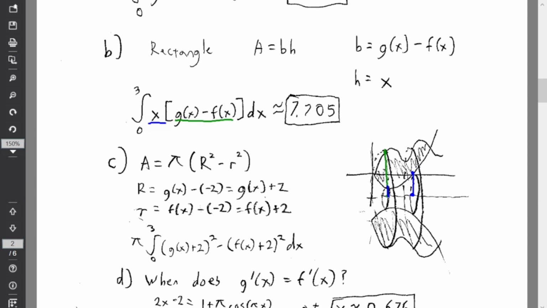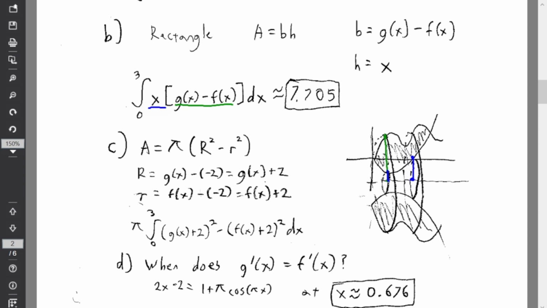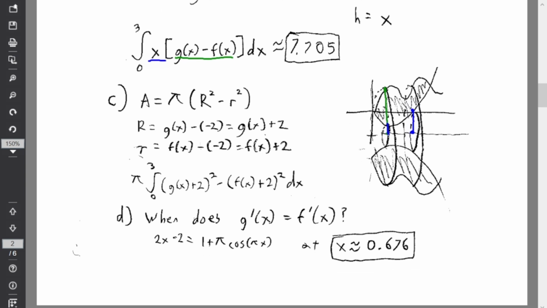So we're asking, when does g prime of x equal f prime of x? So we're going to set those two derivatives equal to each other and find where they intersect. And again, we can go to the calculator and find that intersection point of 0.676. And that's question 2. Again, tangent lines are parallel when the derivatives are the same because we want them to have the same slope.